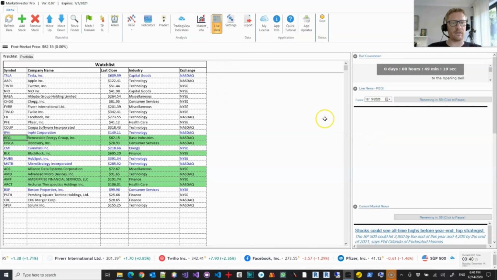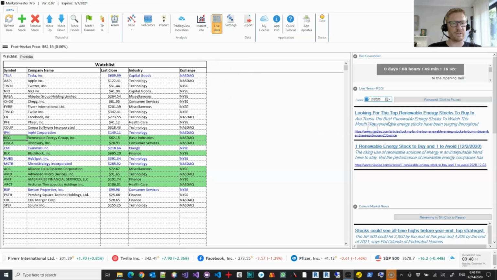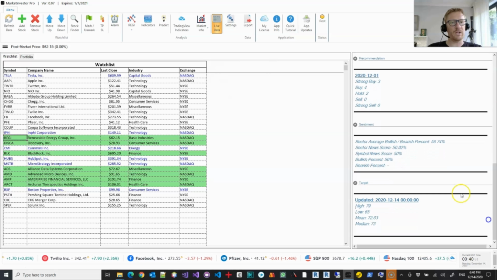If we look at the news, there's no news from the 9th, but if we go further back, there would be some. I'm going to click on this to pause so it doesn't renew when I don't want it to. If we look at the indicators here, the general sentiment, we'll see that it is in favor of buying. It's bullish. It's trending, it's doing well, and it's saying a high of 79 and a low of 65. It's currently on 62, right? So I think this already indicates to us something good could be in the pipeline.